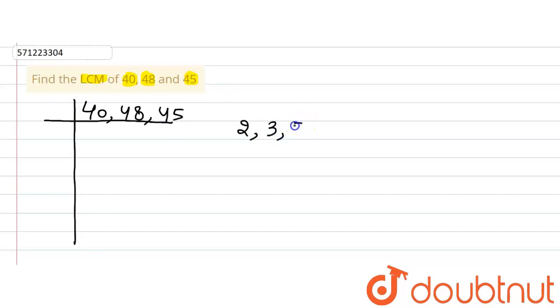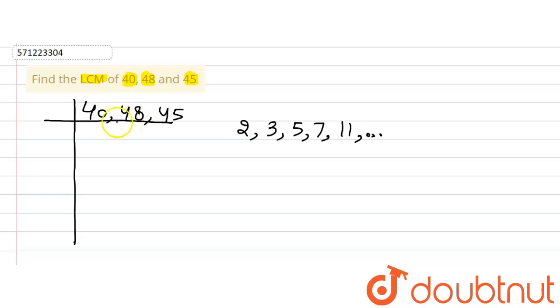The given question says to find the LCM, lowest common multiple or least common multiple, of 40, 48, and 45. So first of all, we will write down 40, 48, and 45 in this manner. Now we are going to divide these numbers one by one by prime numbers, that is 2, 3, 5, 7, 11, and so on until we get 1, 1, 1.